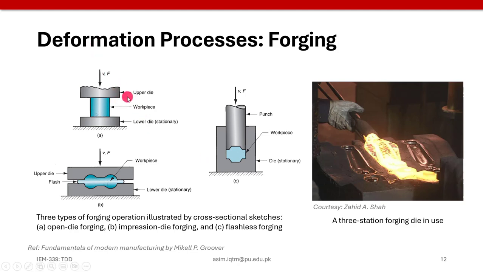For example, in open die forging, we compress the workpiece between these upper and lower die sets to reduce the height of the product and increase its width, right? In this case, we have a closed near net shape process, and this impression die forging would create some flash which needs to be removed by some sort of machining process. And this one is the closed die forging, which produces the exact shape of the workpiece.